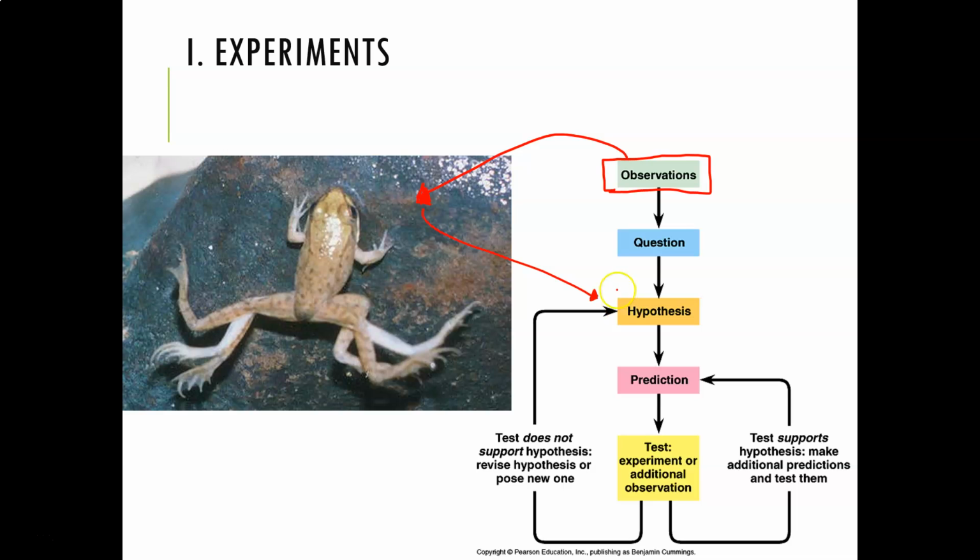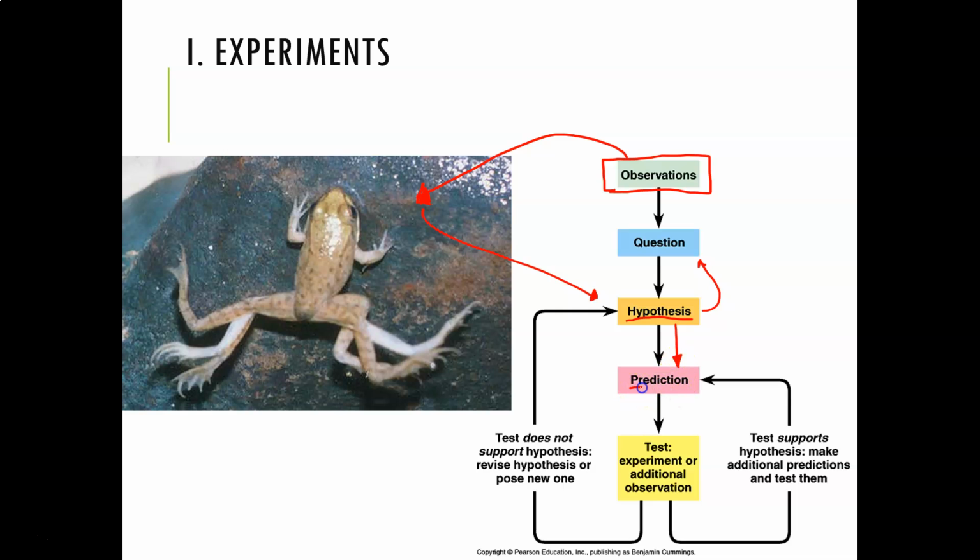With that hypothesis, before we even write out a potential answer for the question, we also want to make a prediction about what we think is going to happen. Let's say hypothetically we look in the environment and we see that there happens to be some sort of fertilizer runoff. So our hypothesis is that fertilizer runoff is causing the frog deformities.